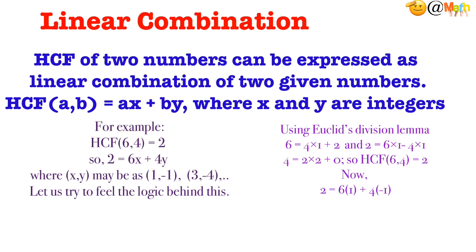Using Euclid's division lemma, 6 is equal to 4 into 1 plus 2. So 2 can be written as 6 into 1 minus 4 into 1. Now, 2 is equal to 6 into 1 plus 4 into minus 1. So 6 and 4 are linearly combined with their HCF.